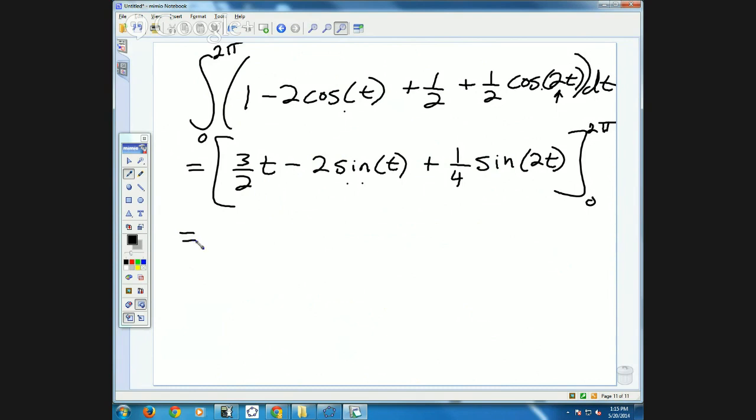So let's figure this out. So what do we get? 3 halves times 2 pi. Sine of 2 pi is 0. Sine of 4 pi is 0. So I'm going to get minus 0 plus 0. And then I get to go minus plugging in 0, which gives me 0 minus 0 plus 0.